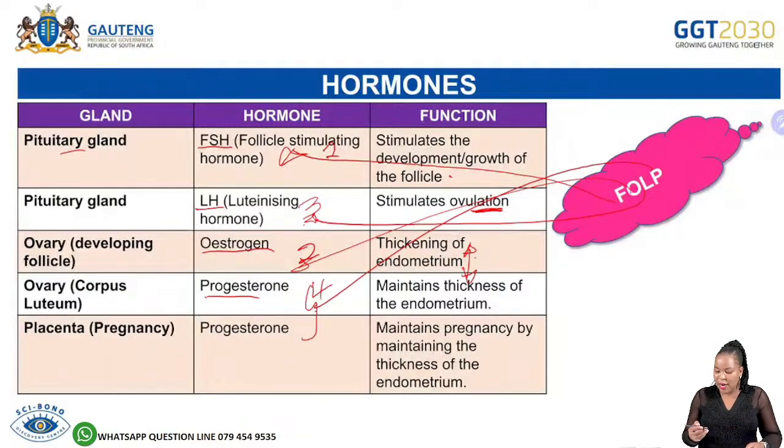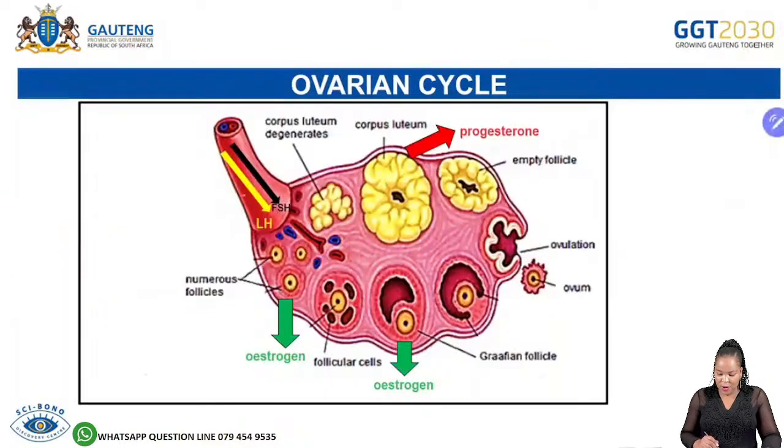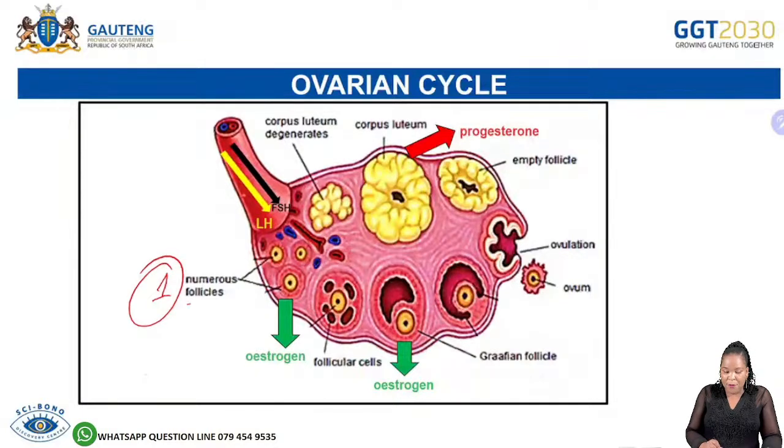So this is where now we are going to follow the FORP method. Hence it was important for you to write the FORP so you can see the sequence of how these hormones are secreted. Then we're gonna go to this diagram that is showing you the ovarian cycle. Remember the ovarian cycle, we are going to start here. You see where it says numerous follicles.